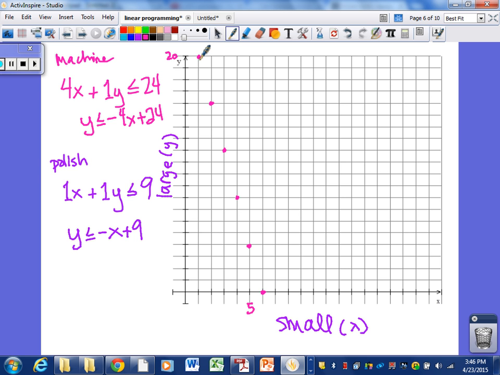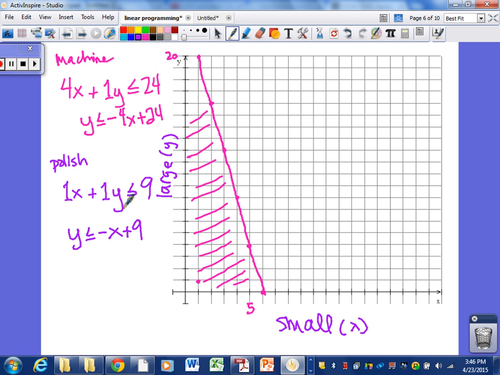So this is the line that represents the amount of time that it takes to machine, to manufacture small gears and large gears. All of these down here are our potential hours that we can devote to small gear and large gear creation. We could do 1 hour of small gears and 1 hour of large gears. We wouldn't make very many of anything, but that's a possibility.